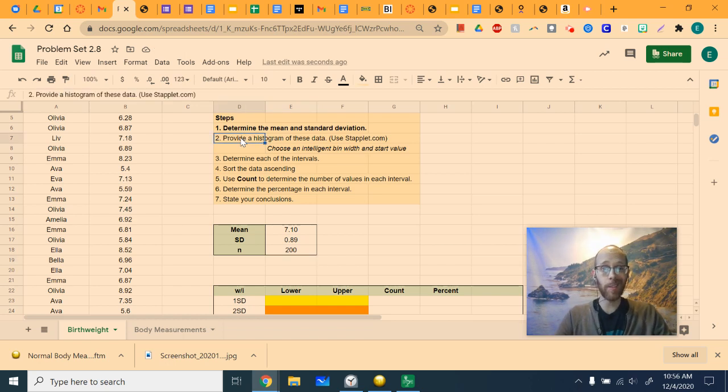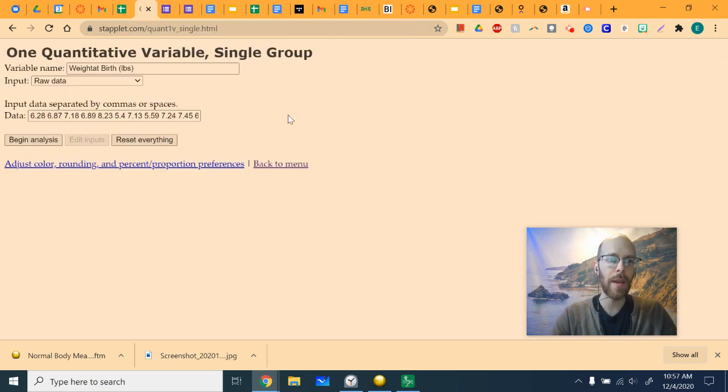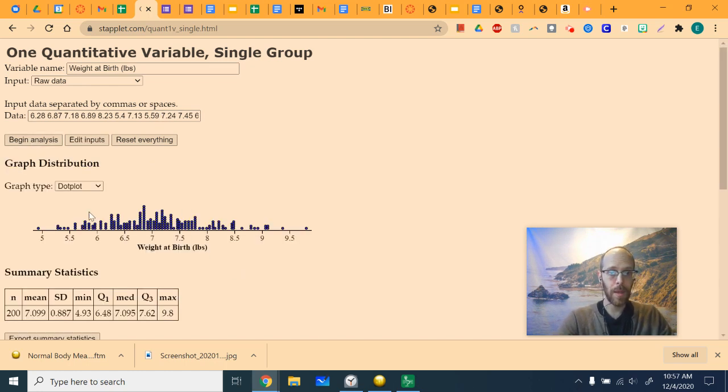Next thing I want you to do is look at the shape of the data by actually graphing it. So I want you to provide a histogram of these data, and you're going to use Stapplet. So type stapplet.com into your search engine, or just into the bar up here. And then you're going to go to one quantitative variable, a single group. I typed in the name of the variable right here, weight at birth in pounds. And then I copied all 200 of the weights here. Let's begin the analysis. So we get a distribution. It looks kind of normalish.